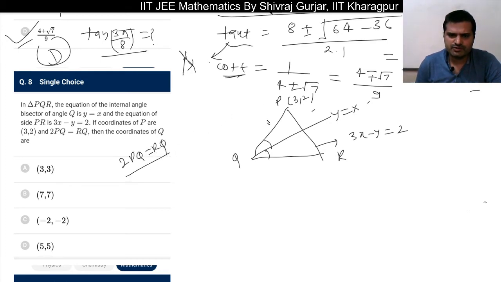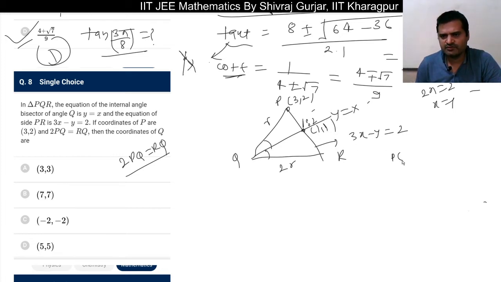means PQ, if let us say it is R, then RQ is 2R, and we know that the angle bisector divides the sides in the ratio, so this will divide PR in 1:2 ratio. Okay, and this is the intersection of y equals to x and 3x minus y equals to 2, so that is 2x equals to 2. So x is 1 and y is 1, so this point is 1, 1. So we can get R.